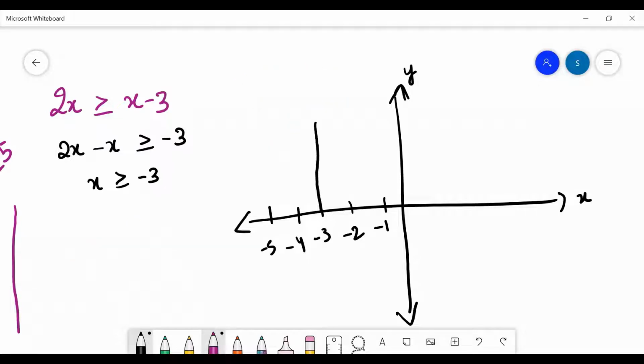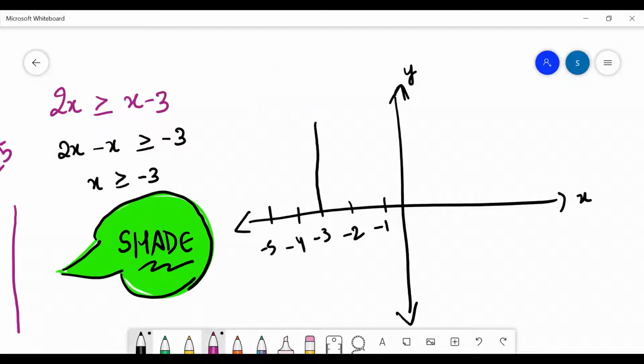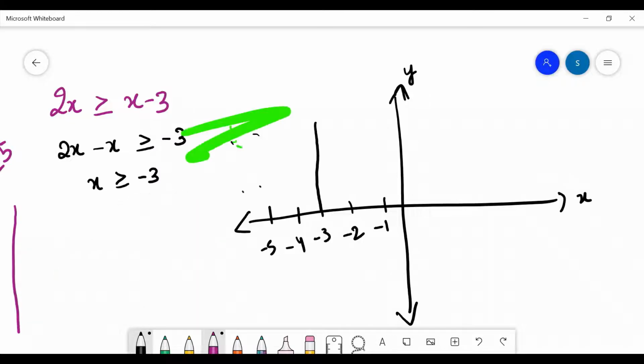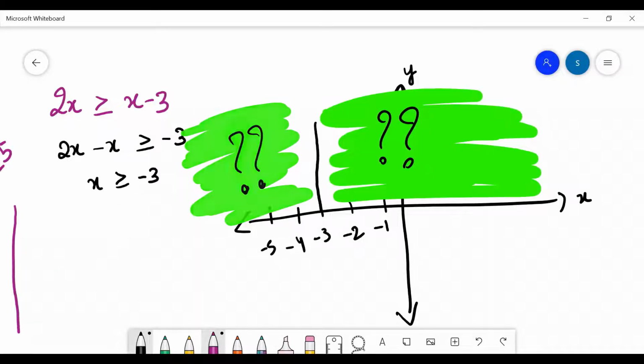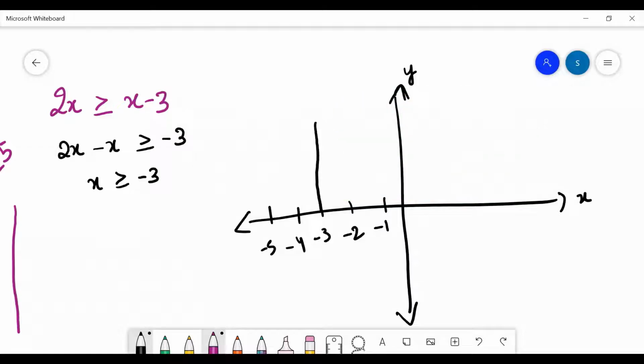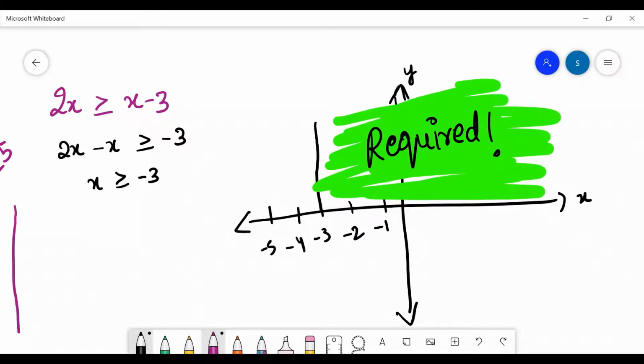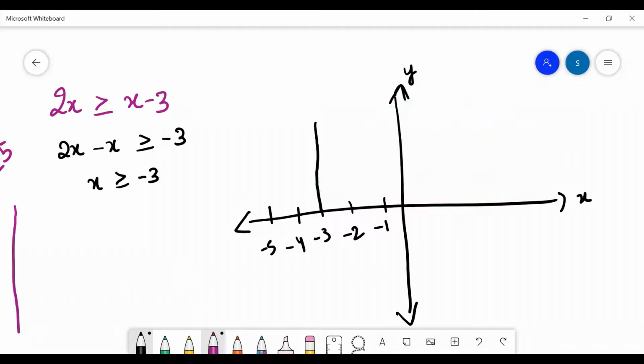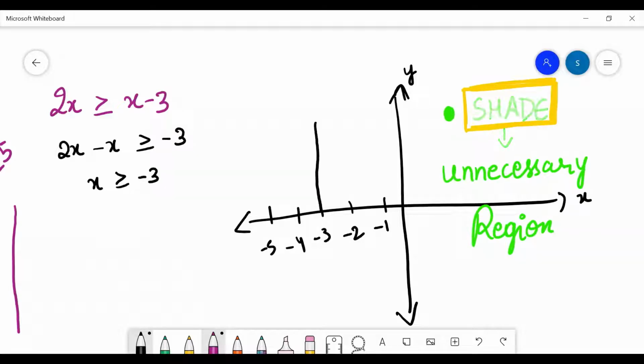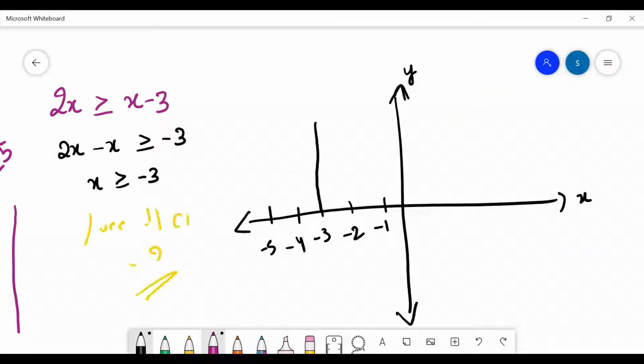Now when you're drawing the graph, you have to shade a particular region. Which region? Should it be the left hand side of this line or the right hand side? So here we're taking all the values starting from minus 3 and going towards the right. So that is the portion that is necessary for taking the values of x. So whenever you're shading, remember that you should shade the unnecessary part of the graph. The unnecessary part is all the values that are less than minus 3. So you're going to shade this region of the graph.